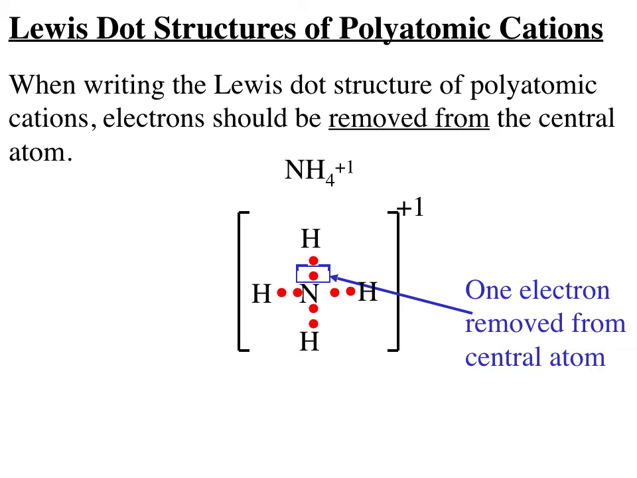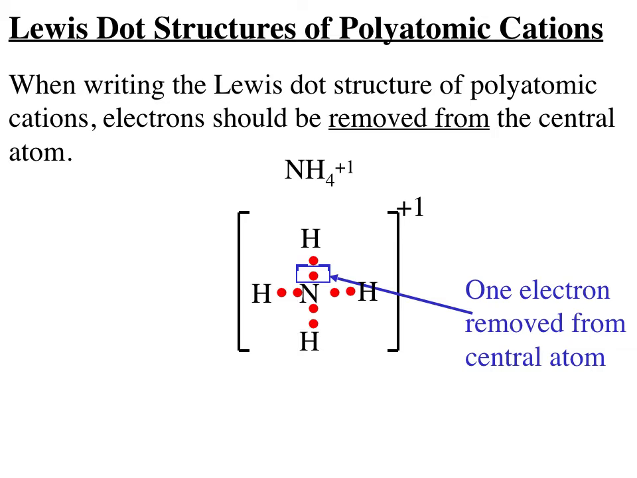So a neutral N would have 5 valence electrons. The N in ammonium, since ammonium is a +1 cation, has 1 valence electron removed. So what I do is I have a remainder of 4 valence electrons on the central N. Then I let each N share an electron outward to an H.